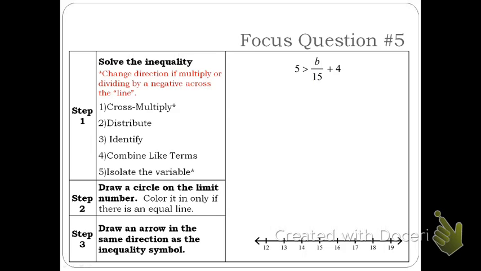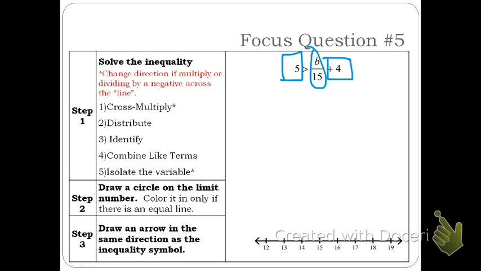So let's take the first problem. Do we need to cross multiply here? And the answer is no. There's no complex fraction. We don't need to distribute because there's no parentheses. So we're ready to identify our terms. Sorry, getting my pen. And it looks like you have a constant on this side here, a variable term here, and a constant here. So we need to combine our like terms.